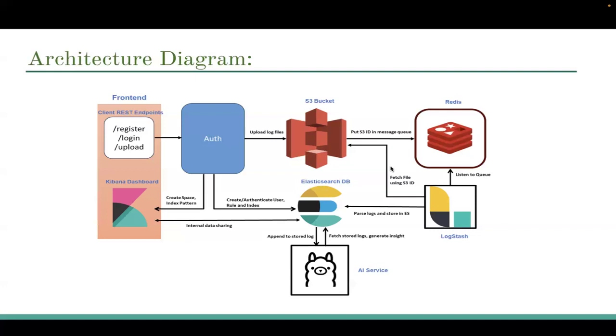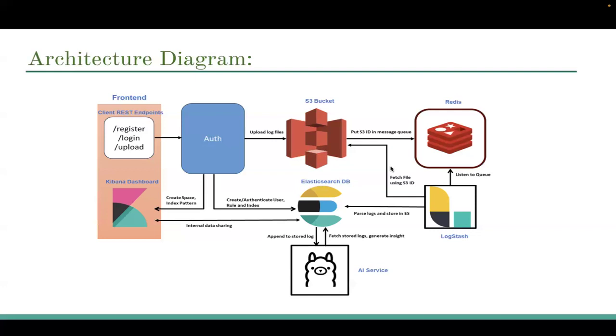The uploaded logs are now stored in an S3 bucket. This S3 bucket stores all the logs with a unique ID or a unique key. This unique key that is generated is stored in the Redis message queue along with a unique ID that Redis creates itself. This helps in load balancing and also asynchronous processing.